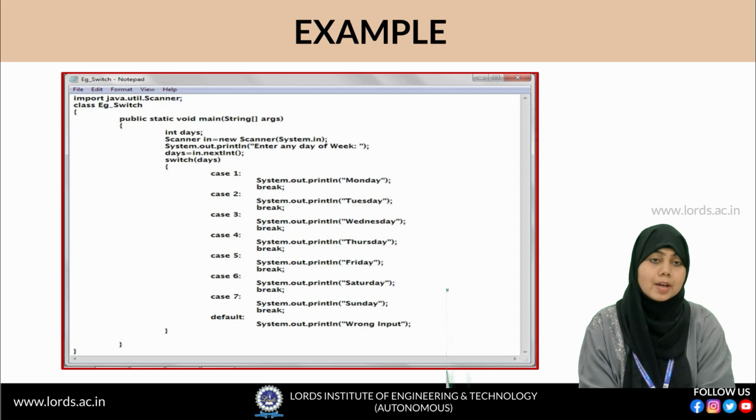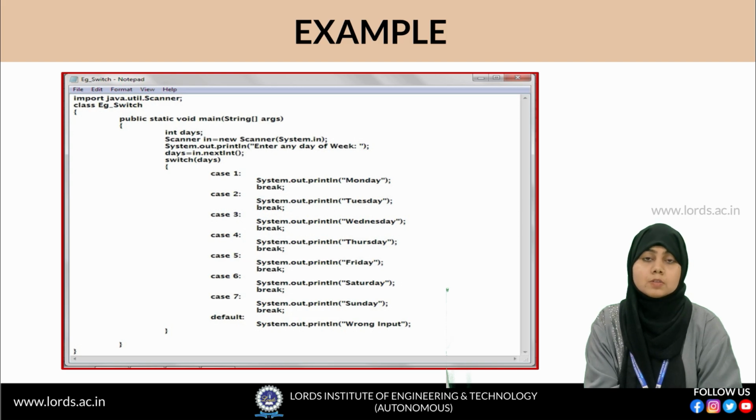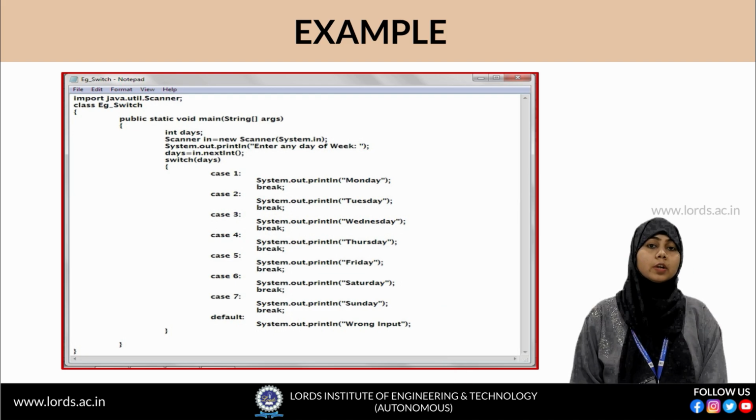Suppose the user gives the value 2, it matches case 2, so Tuesday is going to be printed. Same goes for case 3, case 4 and case 5. Suppose the user gives 7, it matches case 7. So what is the block of code written inside case 7? It is written to print Sunday, so Sunday will be printed. But what if the user has given an invalid input? Then the default part is going to be executed. This default part is similar to the else block in the if statement. So this default part is going to be executed if none of the cases match.